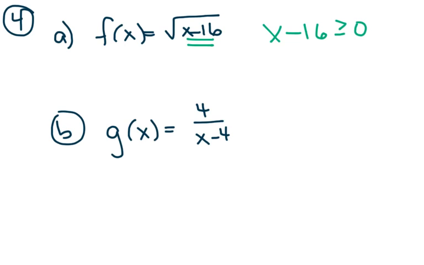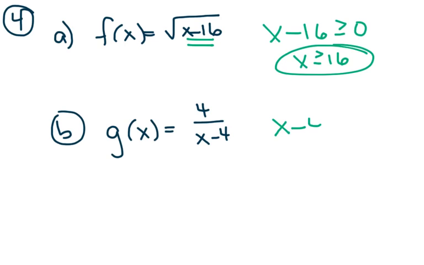Well, this is just a simple inequality to solve, and it turns out that x has to be greater than or equal to 16. That's the domain. For fractions, there's only one number in the world that you can't have in the denominator of a fraction, and it's 0. So what we do is we say that the denominator cannot equal 0. And then we solve that for x. So x cannot equal 4.